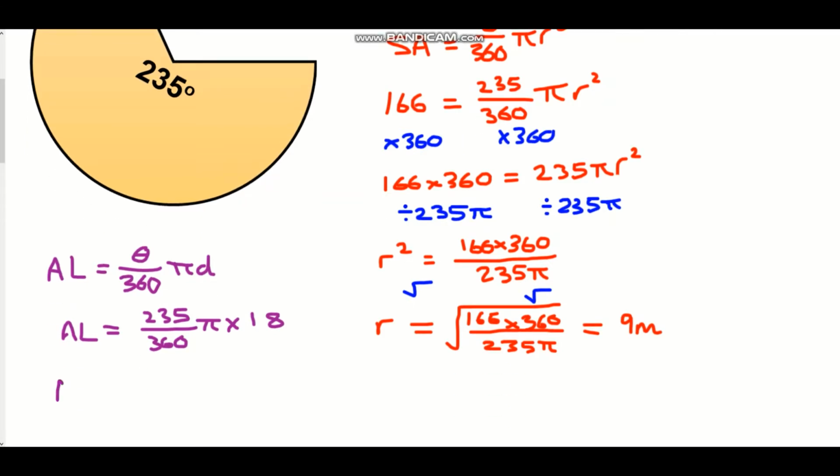My final answer, arc length, is equal to 36.91 meters. Okay, so with any of these questions, we're starting with one formula, either arc length or sector area. We're working it through to find a missing detail. And then we're putting that missing detail into the other formula to find either the arc length or the sector area.